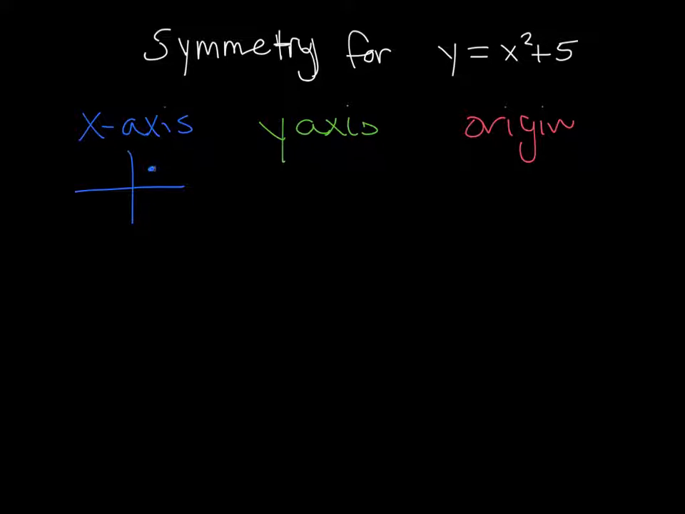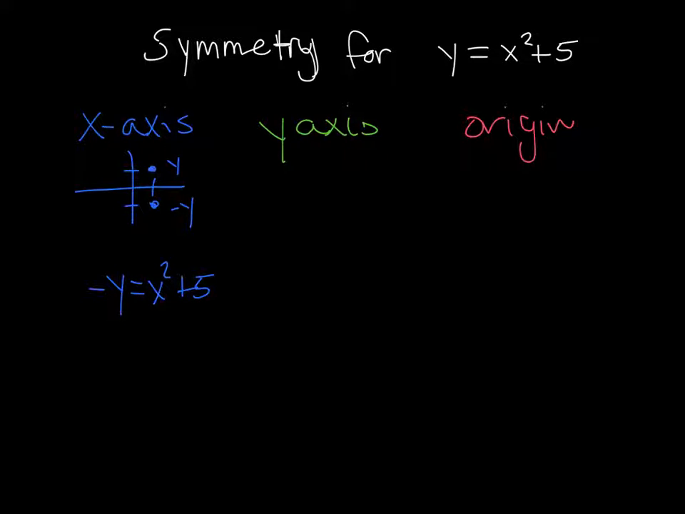X-axis symmetry: if I have a point there, it reflects on the x-axis. So you'll notice the x value is the same. It's just that the y value goes from one side to the other. So I'm changing from a positive y to a negative y, or maybe I was already at a negative y and now I'm changing to a positive y. But either way, to figure out x-axis symmetry, you plug in a negative y for the y right there. So I plug in negative y equals x squared plus 5.